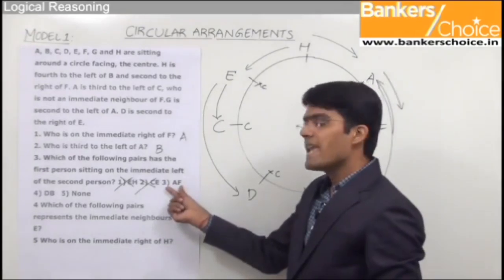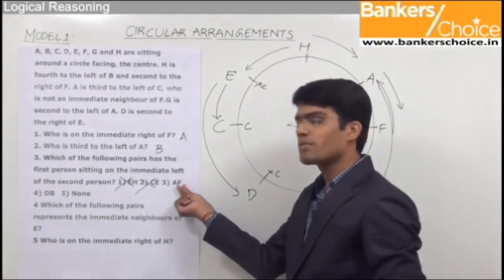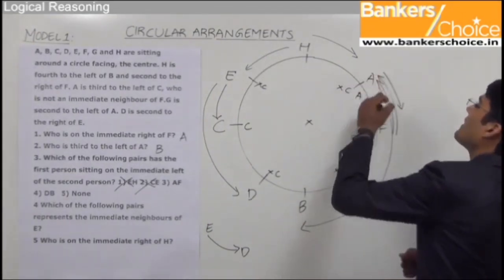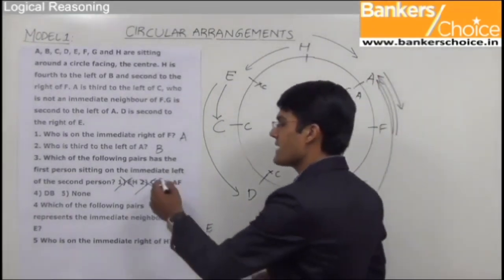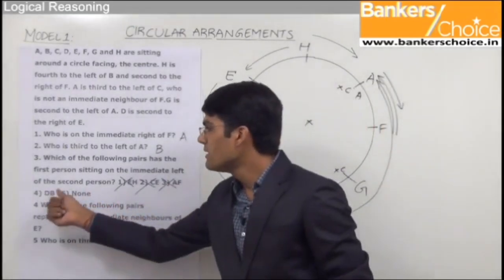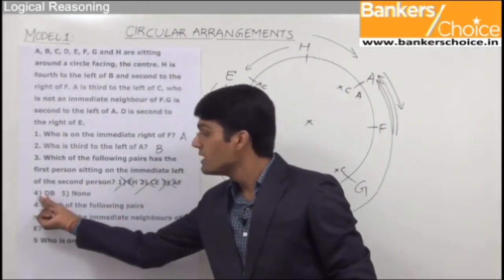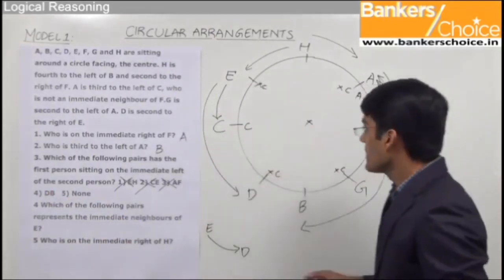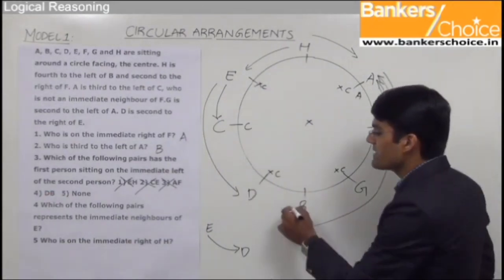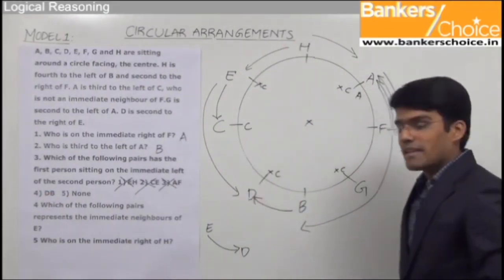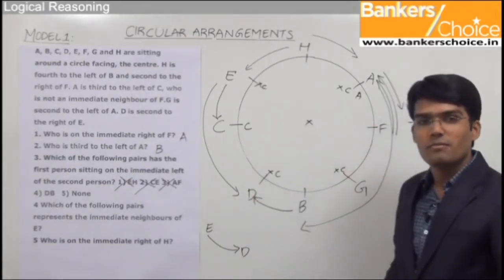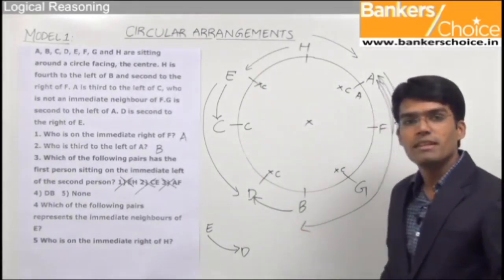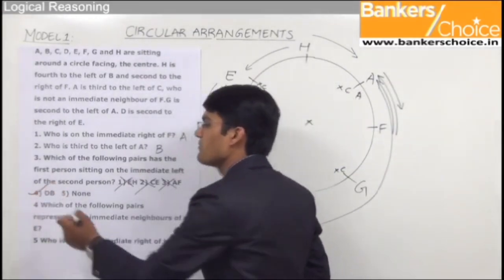The third option is AF, that is A is on the immediate left of F. By looking at the positions of A and F, we find that A is on the right of F. So even the third option gets cancelled. The fourth option is DB. Going by the statement, the first person D should be on the left of the second person B. So D should be on the left of B. And if you observe from the given arrangement, D is on the left of B, as D is in the clockwise direction of B. So we can say that the fourth option, that is D is on the left of B, is correct. So the answer here is option 4.